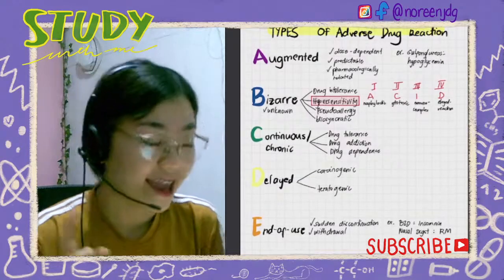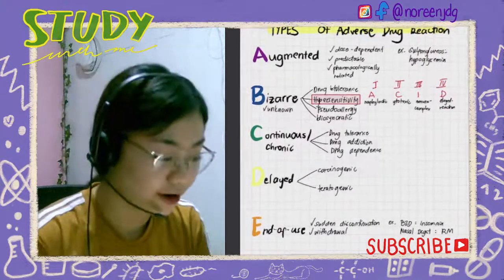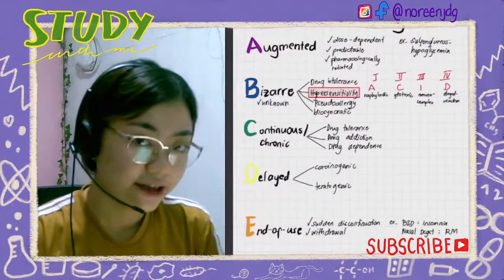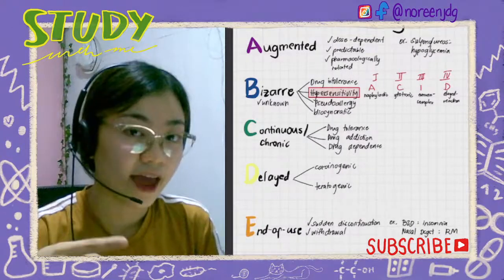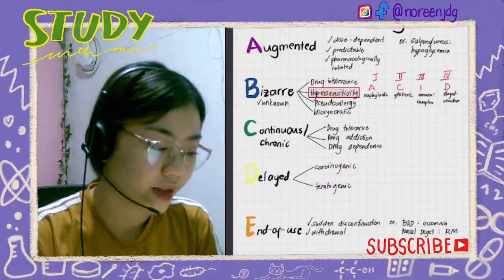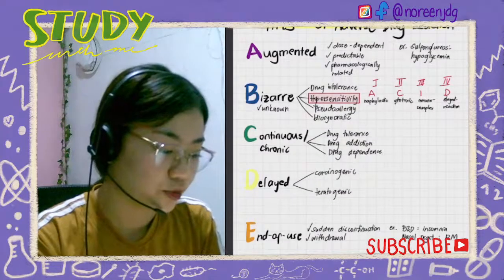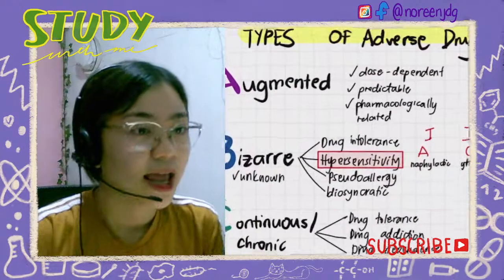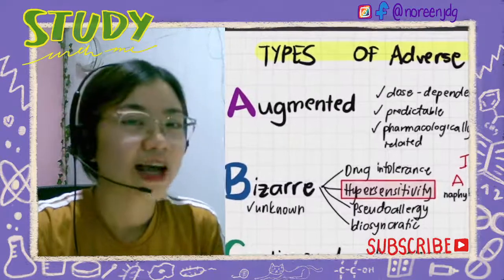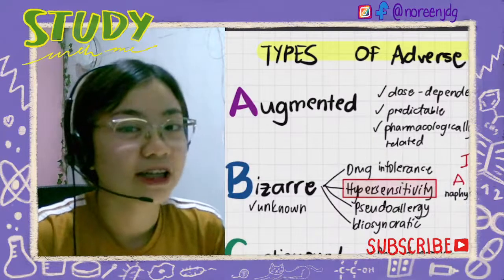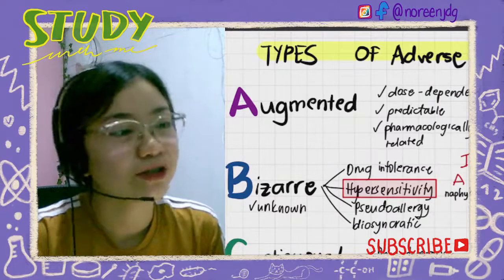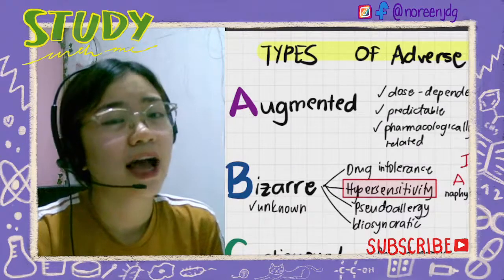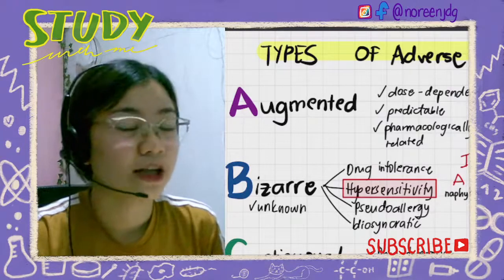Number 1 is A, augmented; B, bizarre; C, continuous or chronic; D, delayed; E for end of use; and then F for failure of therapy. Pag sinabi nating augmented, let's zoom it out here. Pag sinabi nating augmented, it is dose dependent and predictable, rationalizable, pharmacologically related. In other terms, kadikit na siya nung gamot. Parang kapag binigay mo to, automatically, or there is a high possibility na mangyayari talaga to sa pasyente.